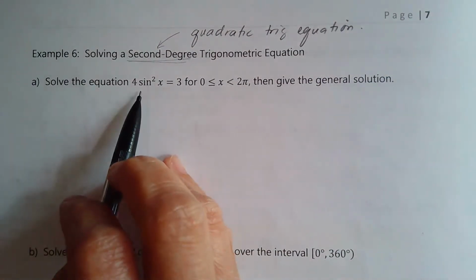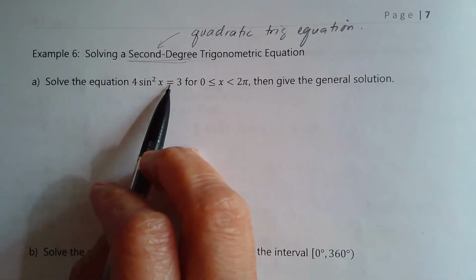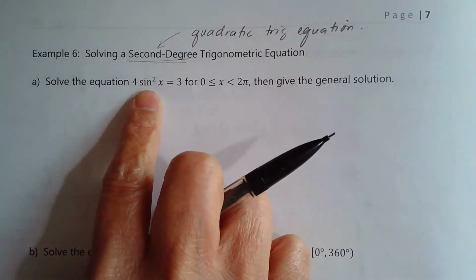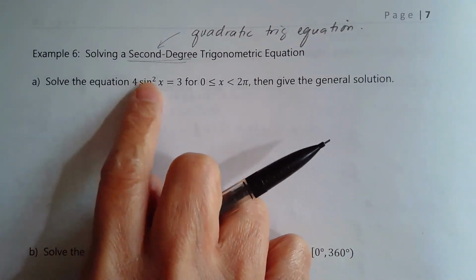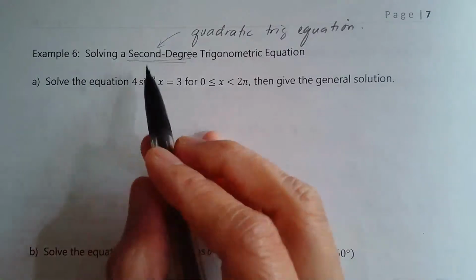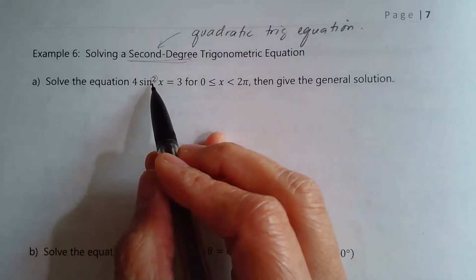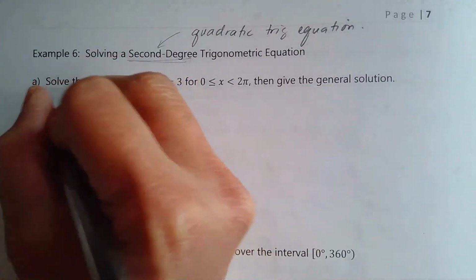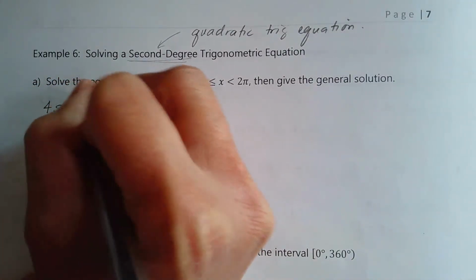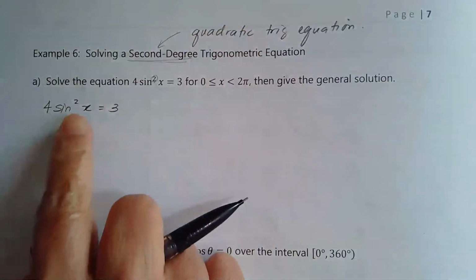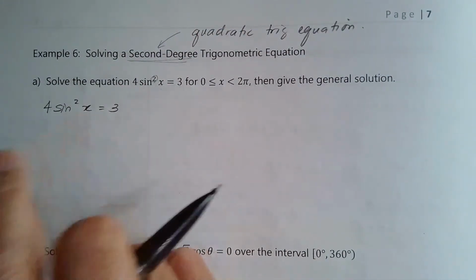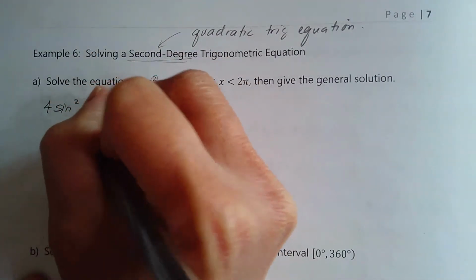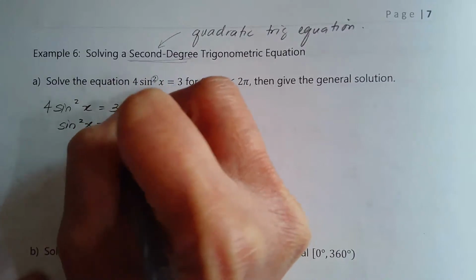Solve the equation 4 sine squared of x equals 3. That's kind of interesting because this is now quadratic. Sine squared of x, so second degree because it's degree 2. What we're going to do is go 4 sine squared of x equals 3, and solve for x. How do we do that? Divide both sides by 4. That one's easy. So sine squared of x equals 3/4.